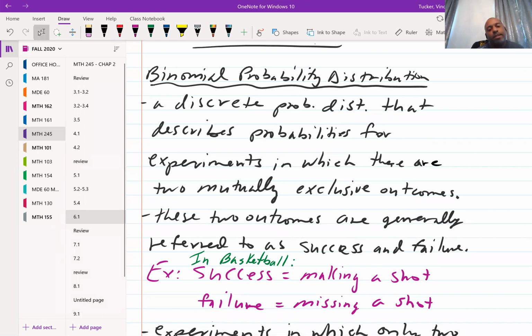An example of that is in basketball: success will be making a shot, failure will be missing the shot. There are no other options. You either make the shot or miss the shot. That's what we mean by two mutually exclusive outcomes. You can't make and miss the shot. They have no outcomes in common. You're doing either or. Success is considered making the shot, and failure is considered missing the shot.